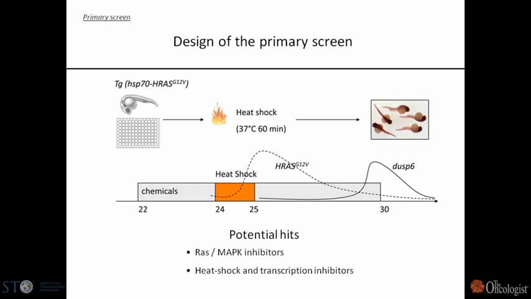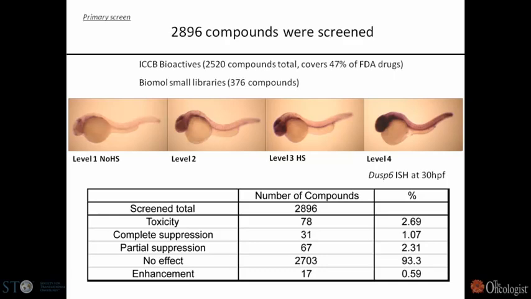And you would expect that this would get typical MAP kinase inhibitors, or it would also get heat shock or transcriptional inactivators, and we were able to rule those out. Okay, so we were able to screen 2,500 chemicals of known action and then added in a variety of other chemicals from libraries that we had available to us.